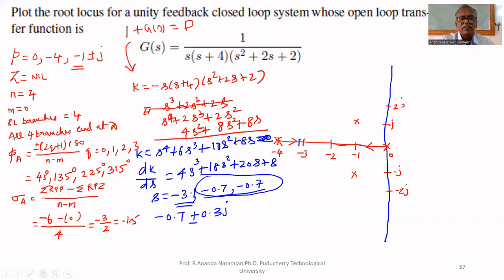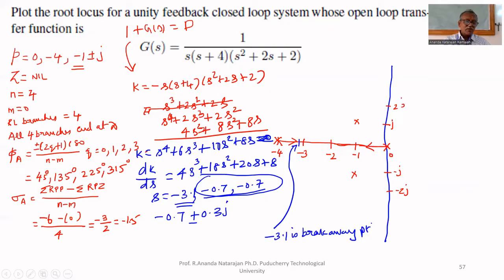Therefore, breakaway point is this. Minus 3.1 is the breakaway point.